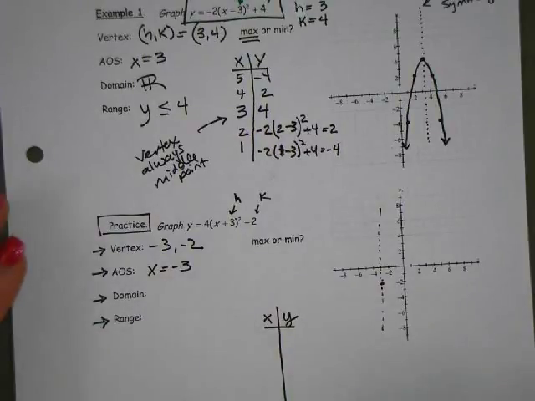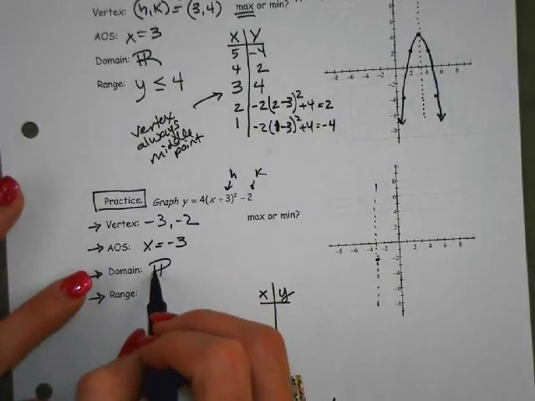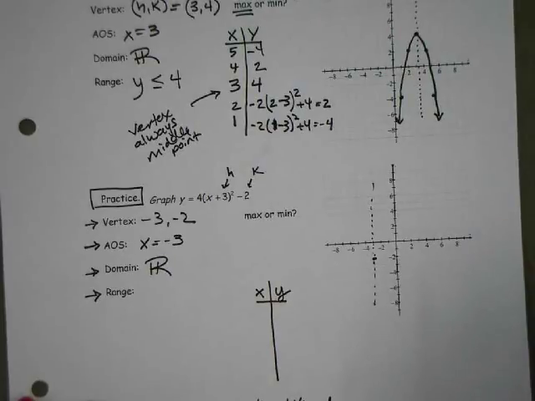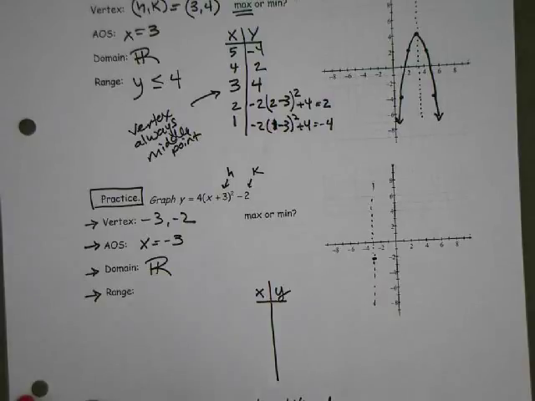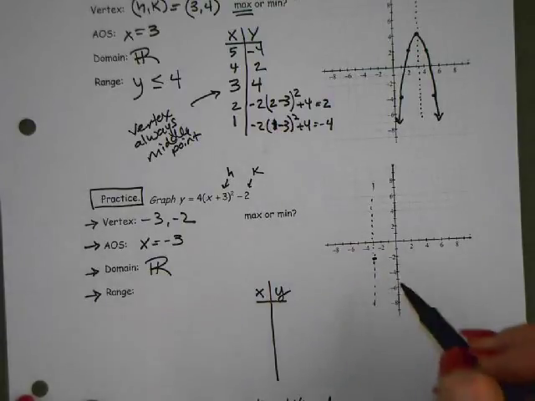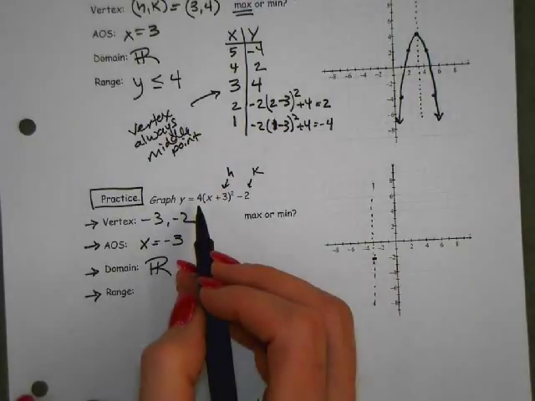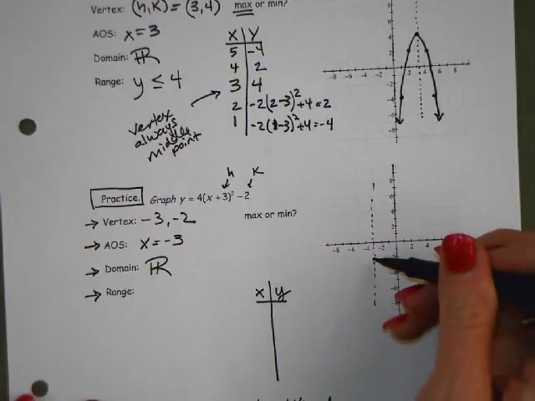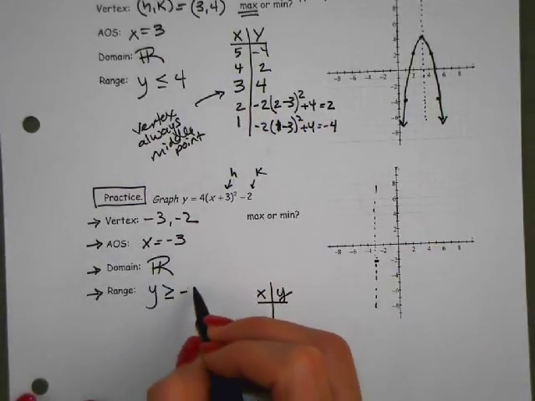All right, so then, what's my domain? All real. What's my range? Y is greater than or equal to -2. To know what your range is, you guys, you have to know if it's a minimum or maximum, because you have to see which way it opens and then what y values satisfy that. Because A is positive, it opens up, so that's going to be a minimum, right? So therefore, your y values are this and greater than.